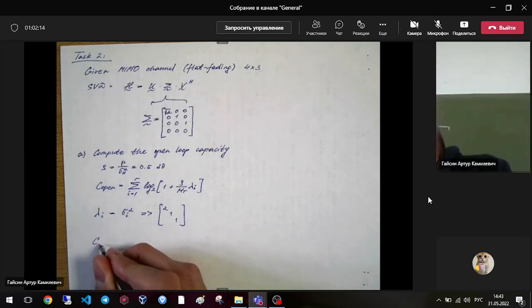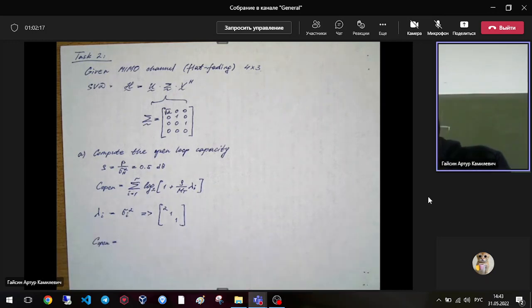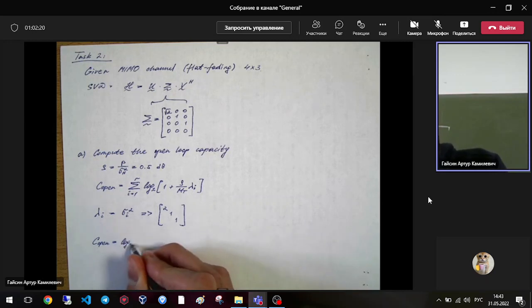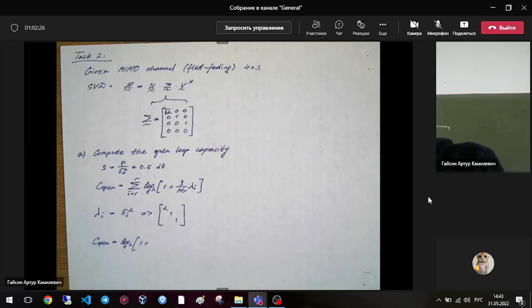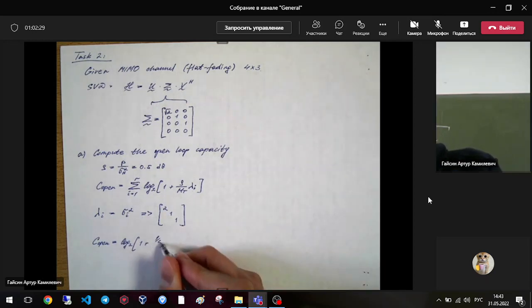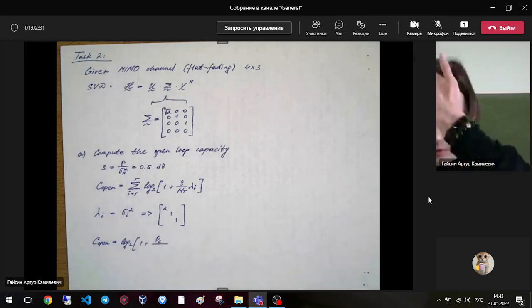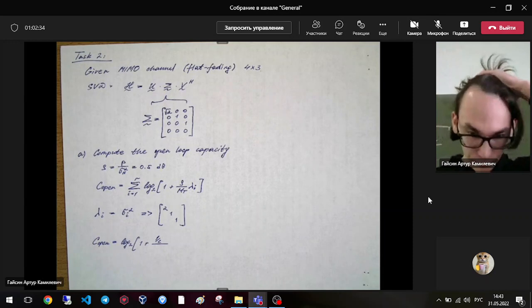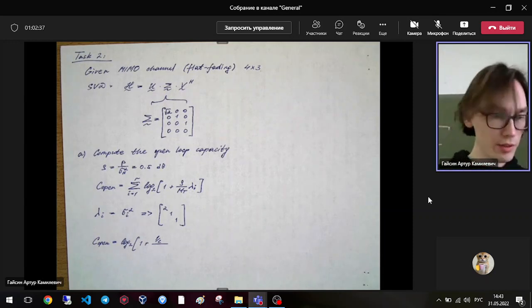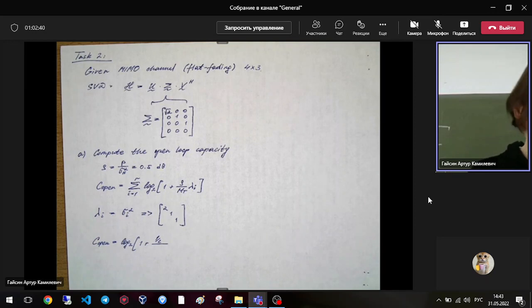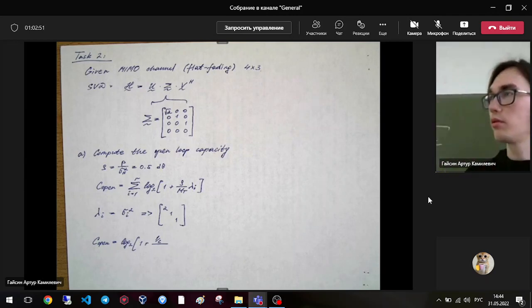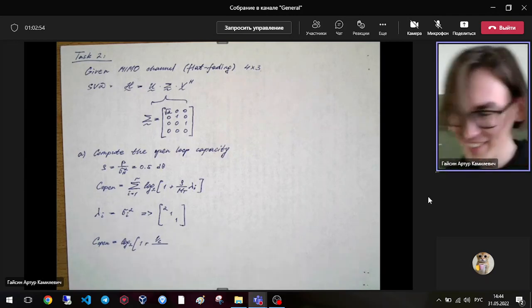So C open is equal to logarithm base 2, 1 plus maybe 1 divided by 2. So what is the number of transmitted nodes? I think you can say it. No. We assume it as MR equal MT. Yes, of course.